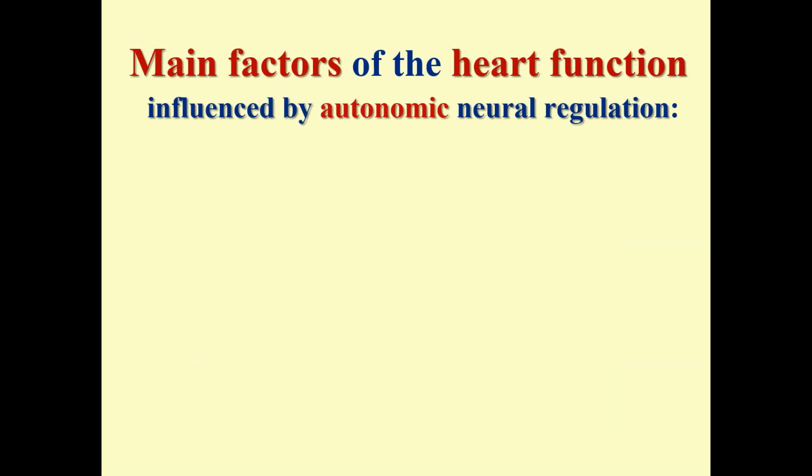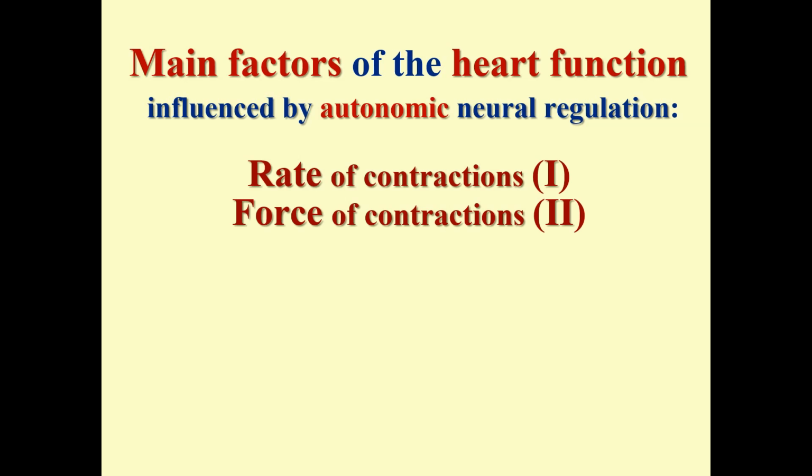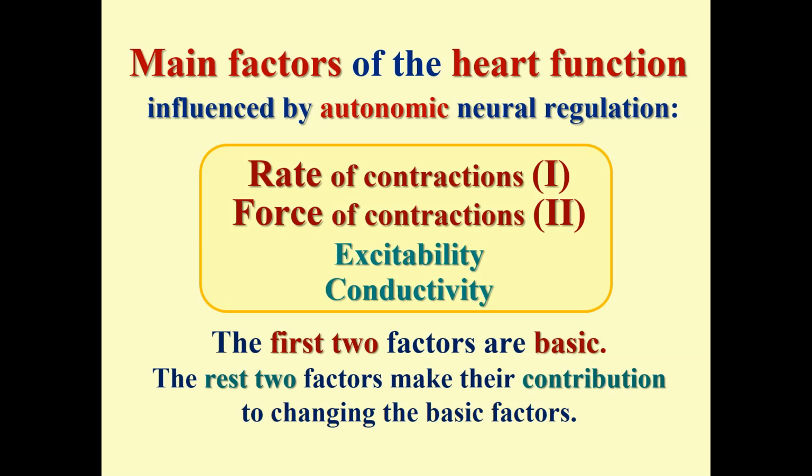Main factors for the heart function. These are rate of contractions, heart rate, and the force of contractions, or tension developed during contraction. These are the main factors. Additional factors are excitability and conductivity. These last two factors, when they increase or decrease, contribute to a corresponding increase or decrease of the main factors, rate and force. Basic factors are contributed to by higher or lesser excitability, higher or lesser conductivity. But the total number of factors really is not 2, but 4, with 2 main and the others additional.